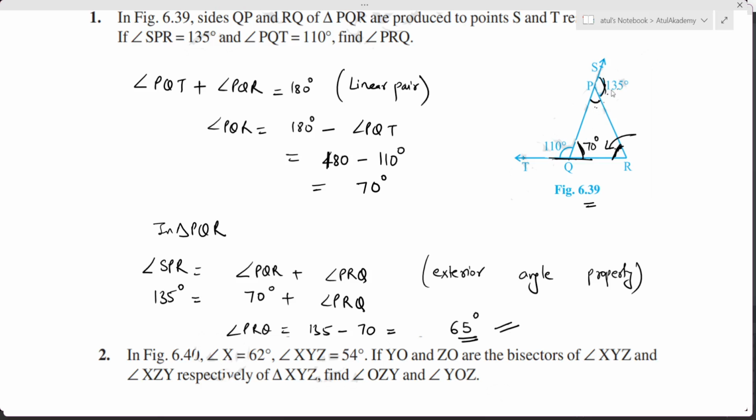Another way that I was saying is, I can find this also using linear pair. So what will be this P? 135 and 180. So 180 minus 135 when you do, that's 5, and 7 minus 3 is 4, 45 degrees you will get it as.